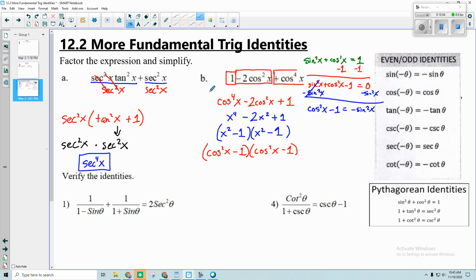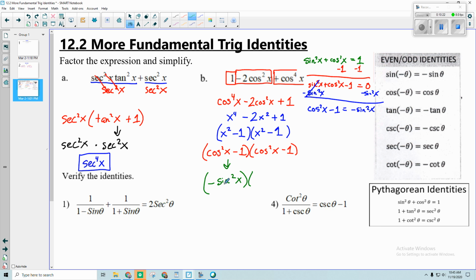Okay, so I'm going to take this binomial and replace that with negative sine squared x.